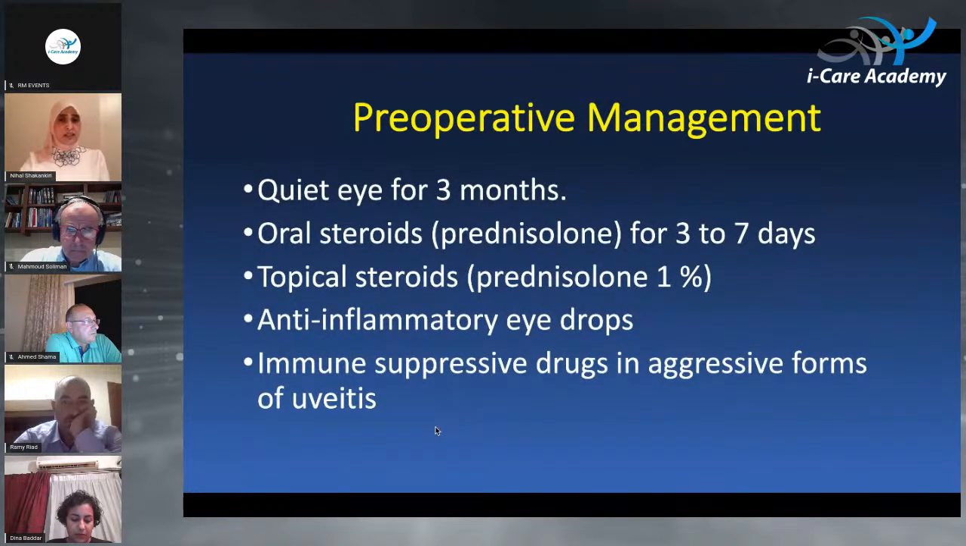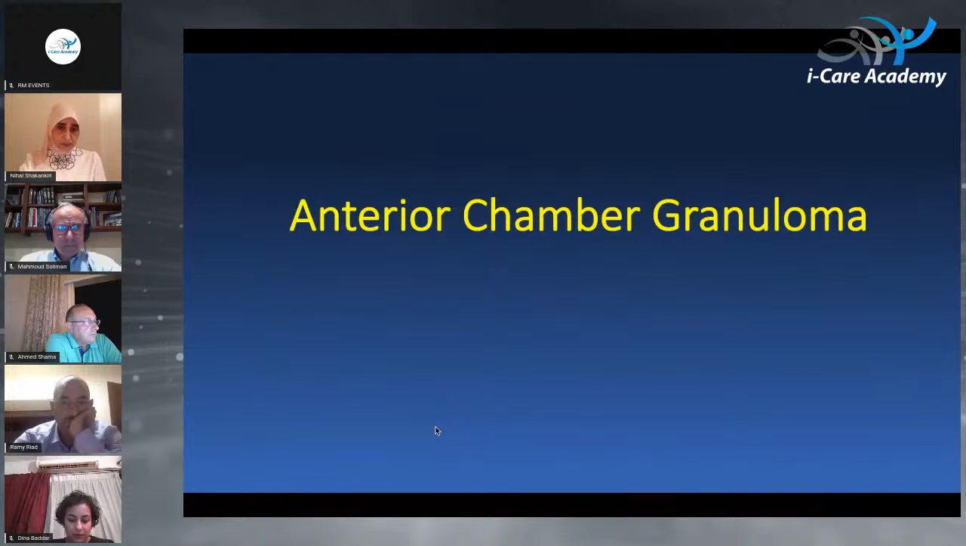The preoperative management, as you said, Dina, is that we have to have a quiet eye for 3 months. The oral steroids and the topical steroids should be controlled and administered by uveitis specialists like Dina, along with anti-inflammatory eye drops, and in some cases we have to continue the immunosuppressive drugs in aggressive forms of uveitis. I'm going to speak about the surgery, which is all anterior segment surgery.